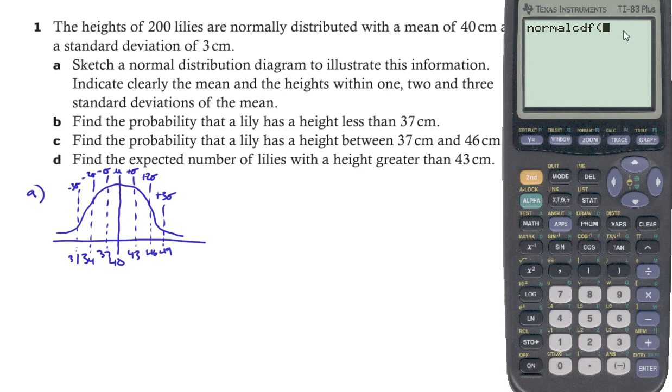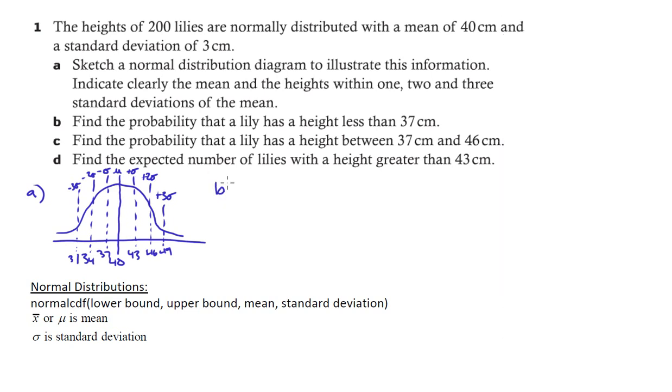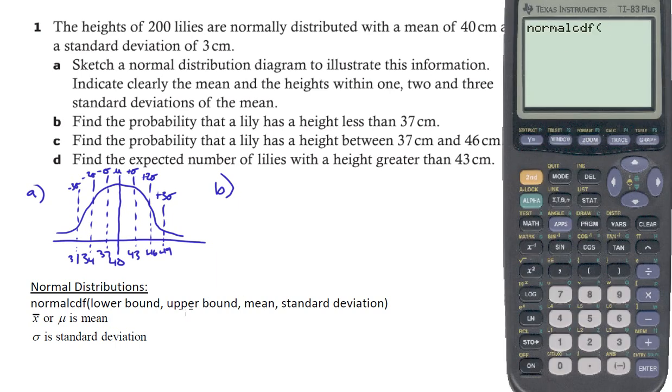Okay, so let's pull up what we need to put out here. Okay, so here we go. We've got to put the normal CDF, which we have, and then we have to put the lower bound, comma, upper bound, comma, mean, comma, standard deviation. So the lower bound is the lowest we want this to have. So we are doing part B here. Find the probability that a lily has height less than 37 centimeters. Okay, so the lowest we want this to be, if it's just less than, we could go anywhere from 0 up to 37. So I'm going to put 0 in there and then hit the comma.